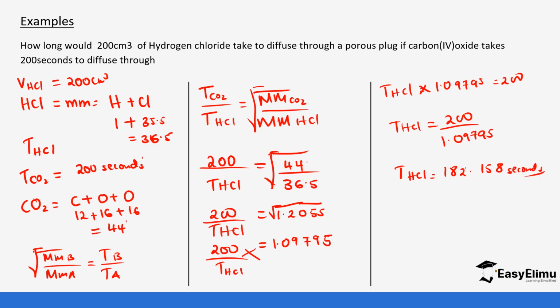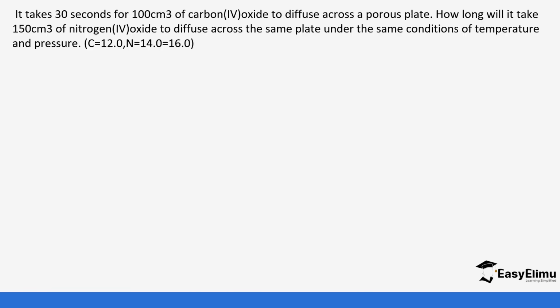I hope you have been able to see how we incorporated the formula. Let's do one more question. It takes 30 seconds for 100 centimeters cubed of carbon dioxide to diffuse across a porous plate. How long will it take for 150 centimeters cubed of nitrogen dioxide to diffuse across the same plate under the same conditions of temperature and pressure? And we've been given the atomic masses. So let's record what we have.